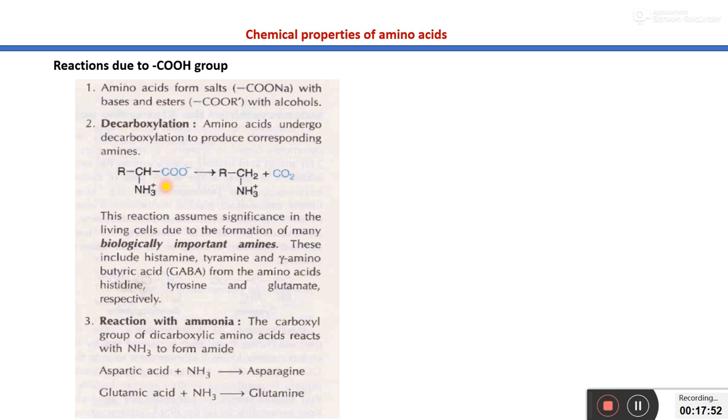Next important reaction of amino acid residues due to carboxylic group is that amino acid behaves as base. When it reacts with acid, it forms salts, right? So here when amino acid reacts with ammonia, it forms an amide group, right? So for example, when aspartic acid reacts with ammonia, it forms asparagine, and when glutamic acid reacts with ammonia, it forms glutamine. These are the two amino acids which have an amide group, right?